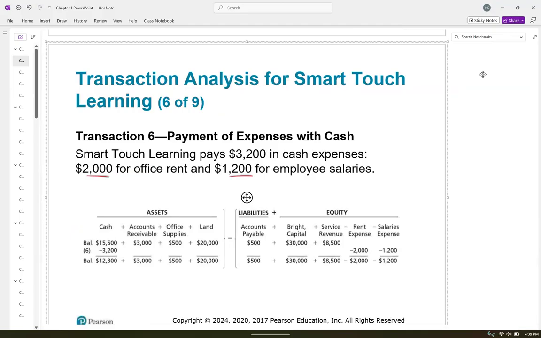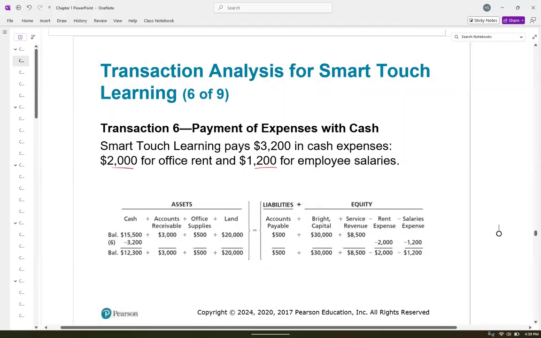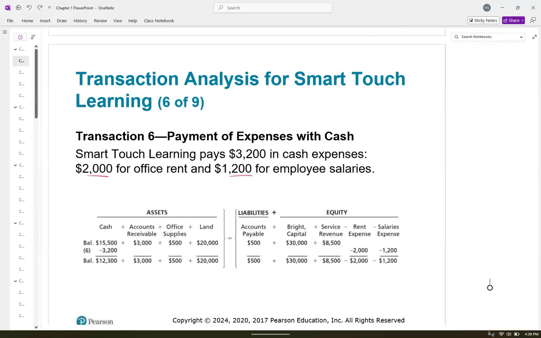Now notice we have our revenues and our expenses. Remember that umbrella I told you about? All of those fall underneath that umbrella of equity, but they have their own statement.